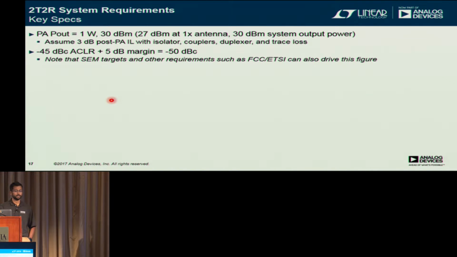45 dBc, 3GPP target, 5 dB margin is kind of standard. At least you need that 5 dB. There might be other requirements that play into this a little bit, so just be aware of it.